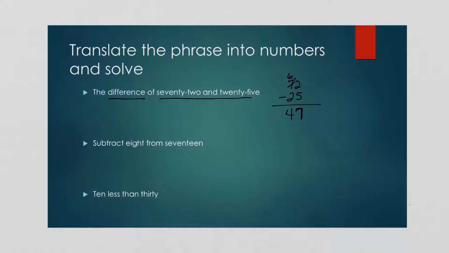All right, now here's the thing though. Look at the second one. Subtract 8 from 17. That means you've got to reverse your order. So 17 minus 8, and I wind up getting 9 there. And this one is also a reverse the order. 10 less than 30. So 10 less than 30 means we're going to write it like this.